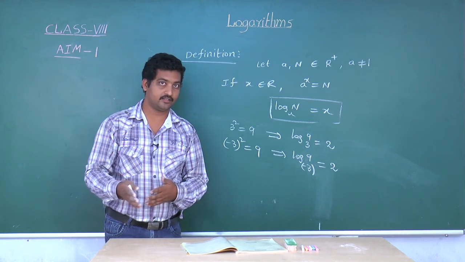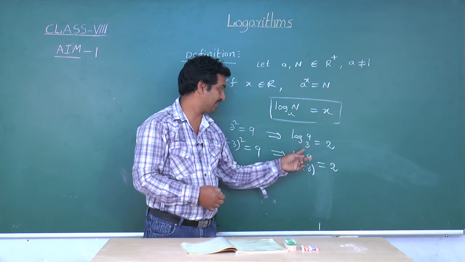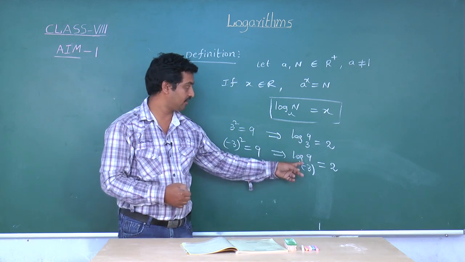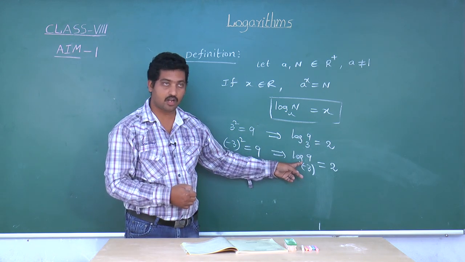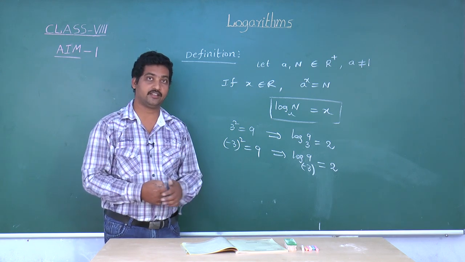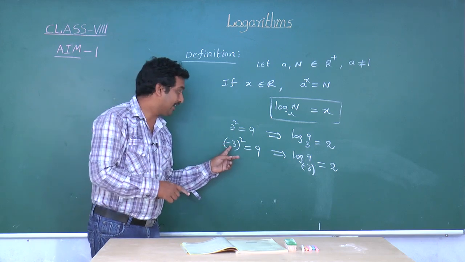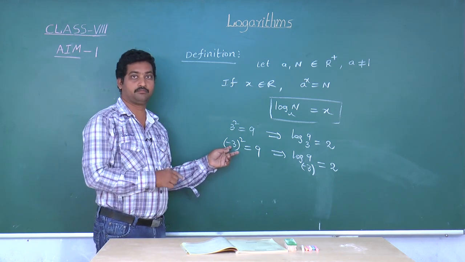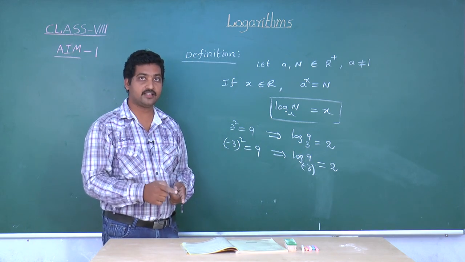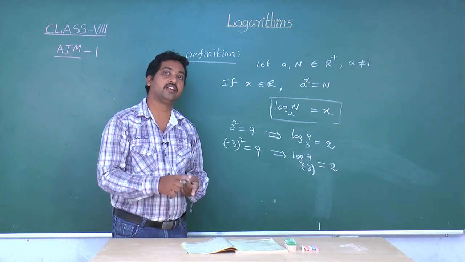Results are equal, whereas the logarithmic forms are different. Log 9 to the base 3 is equal to log 9 to the base minus 3. Are these two equal? If you accept these two are equal, automatically 3 equals minus 3. That ambiguity will be there if you accept negative real numbers also in the definition. So the base should not be 1 and the base should not be negative also.